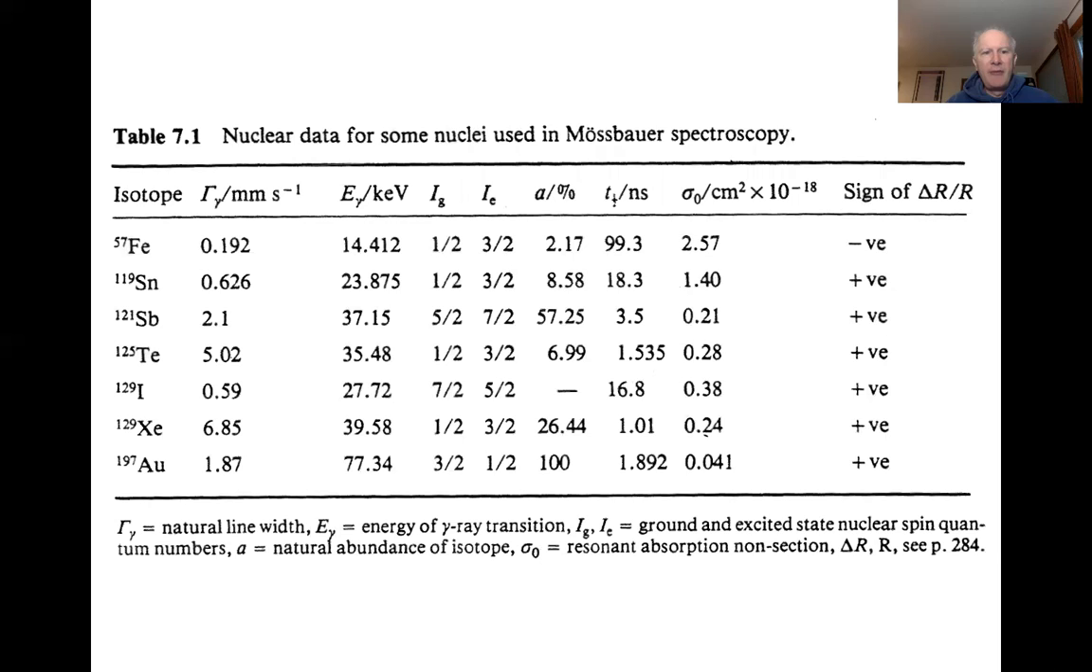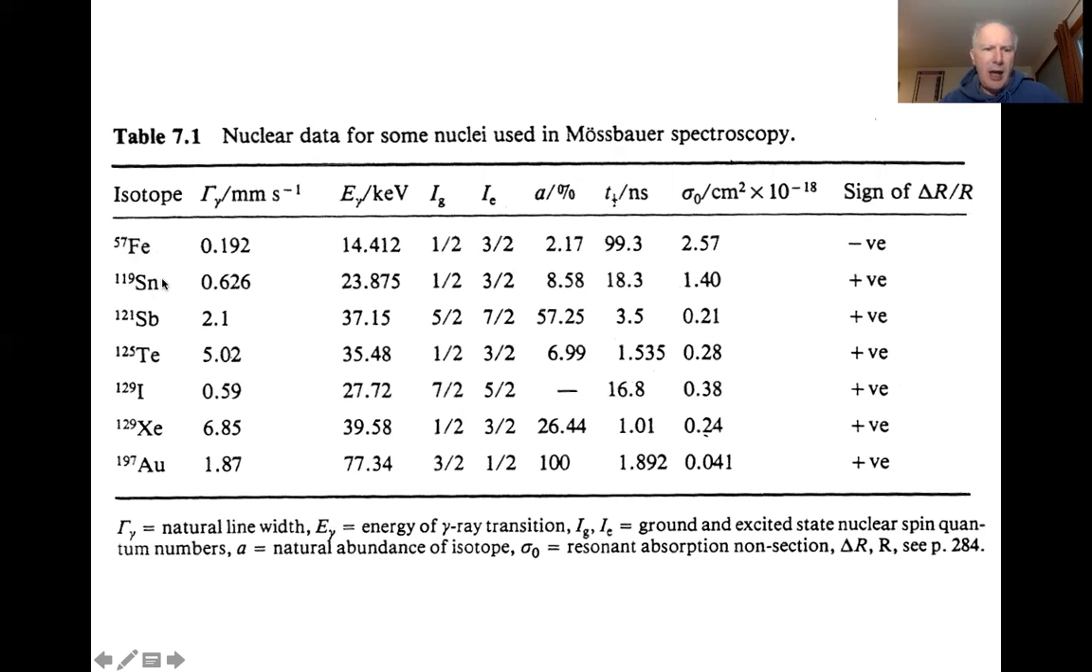So the example I've used here was iron, but you can use this technique with other elements. The limiting factor actually is the source, right? Where do you get a source of gamma rays? And so you have to have a radioactive source of that element that actually produces those gamma rays in order to use this technique, right?